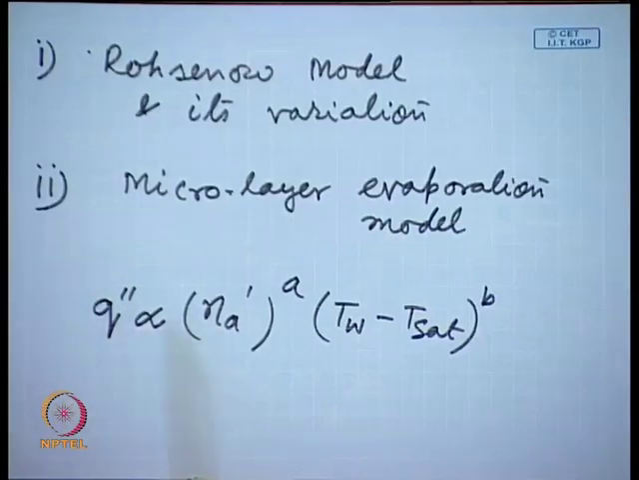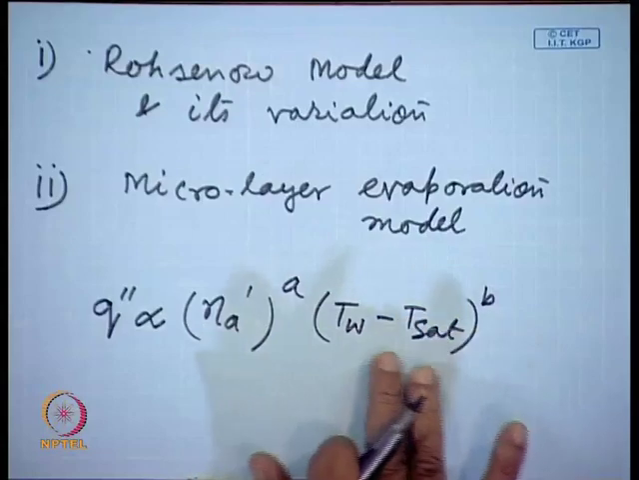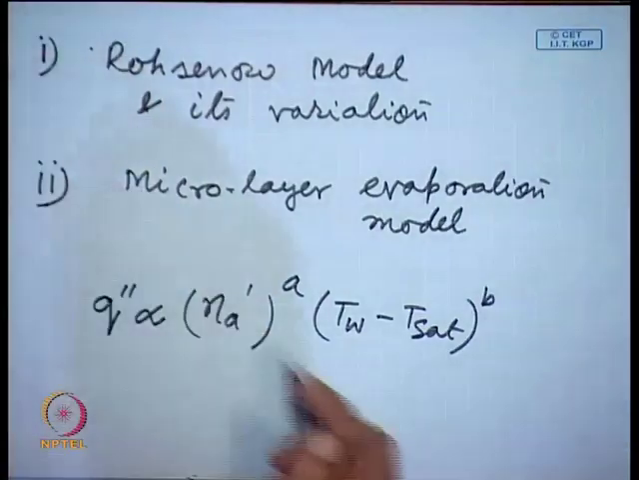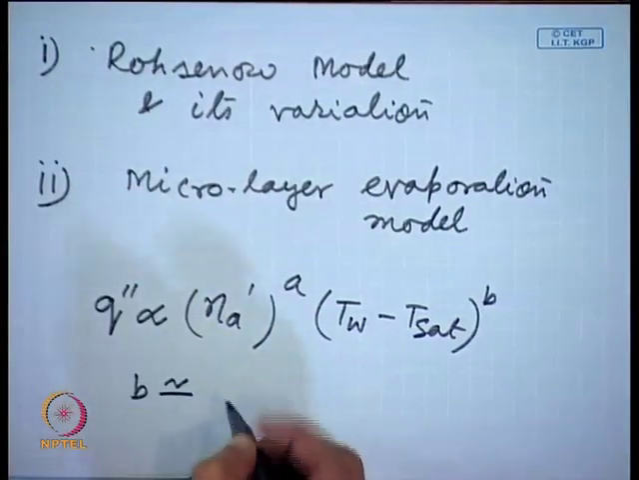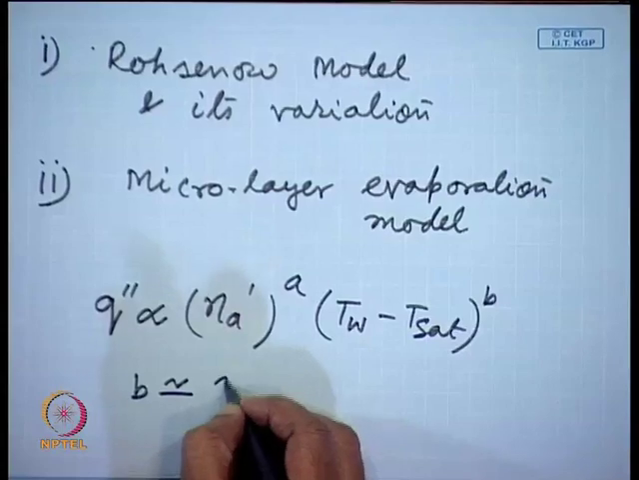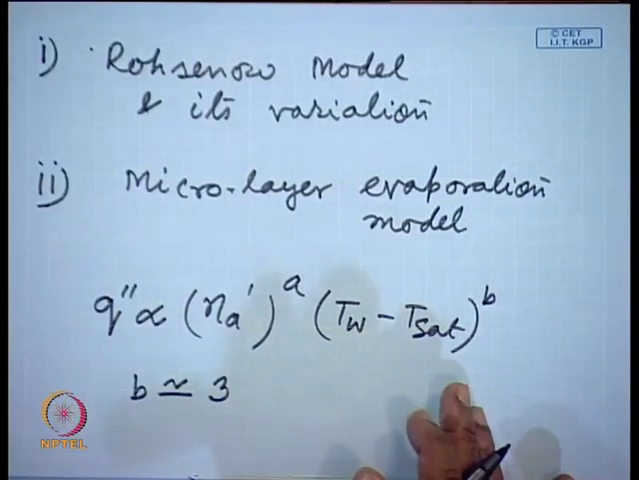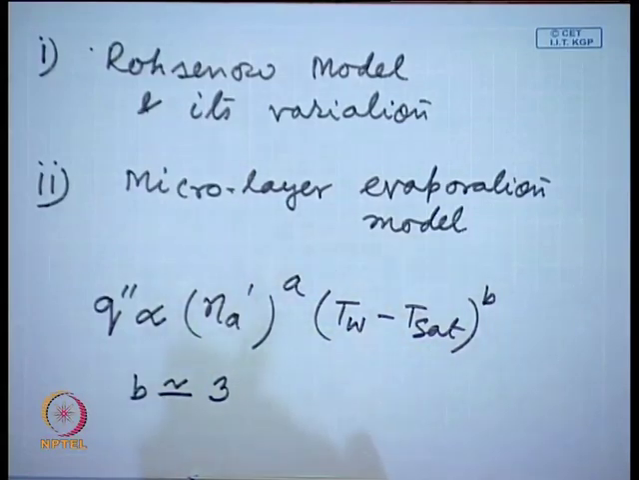Out of this, it is very difficult to predict Na dash, that is the nucleation site density. Nucleation site density is very difficult because it is a material property. I mean it cannot be determined so easily. Some people have suggested that Tw minus Tsat with heat flux could be a good estimate if we take B equal to 3, but again these are not universally applicable. In some experiments we will see that these are applicable, in some other experiments this is not applicable.